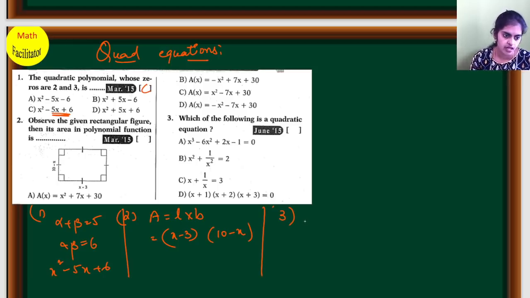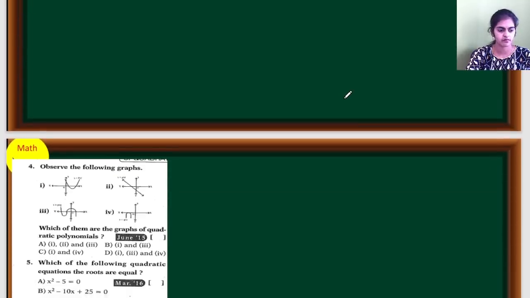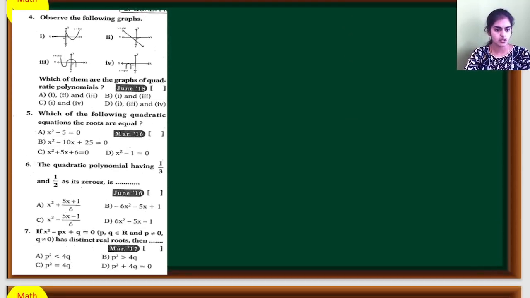Question number 3. Which of the following is a quadratic equation? See, this is cubic, so it is not quadratic. If I take LCM, this will be x power 4. So this is also not quadratic. If I take LCM, this will be x square. This is quadratic. If I multiply here x into x into x, I'll get x cube. This is also not. This is quadratic. It is cubic. So option C is the only correct answer. Next one.